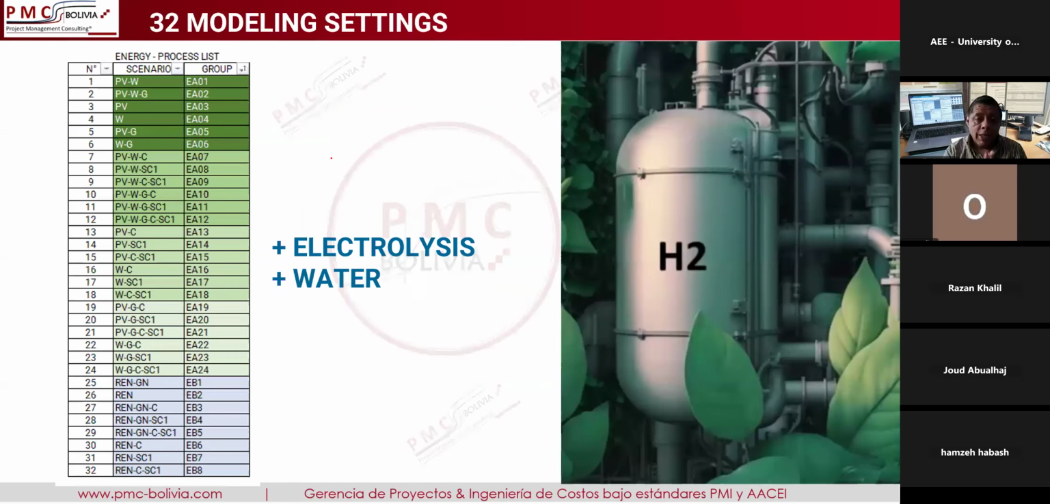We have, as I said, 32 modeling settings. It means that we can combine all, for example, photovoltaic and wind plus electrolysis plus water. Or we can combine photovoltaic plus wind plus grid plus compression plus storage with electrolysis and water. Okay, just to say.